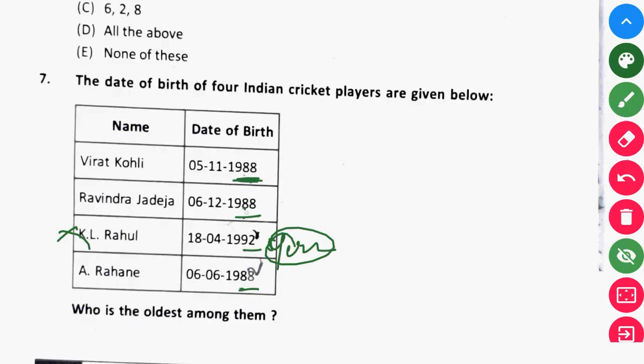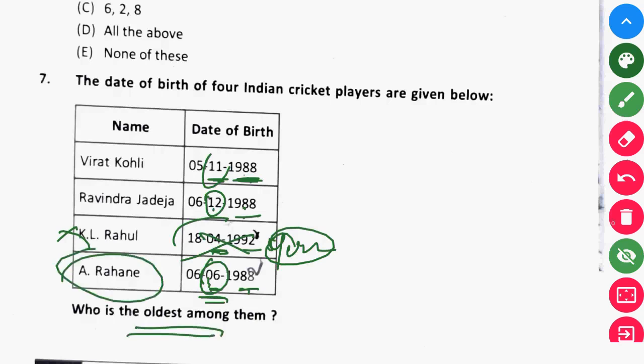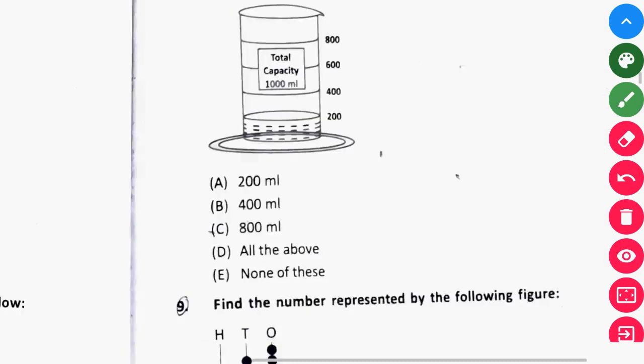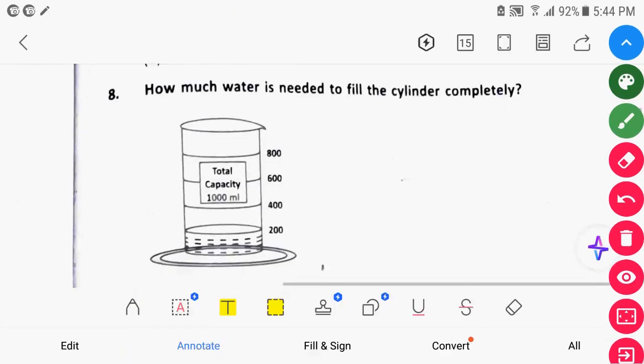Now these three are born in the same year. But now we'll check the month. This 11th month is November, 4th month is April and 6th month is June. So which month comes first? No, we don't have to look at that. This is 12, this is 11 and this is 6. So November, December and June, which month comes first? June comes first. So Rahane is the oldest among them. So Rahane is your answer.